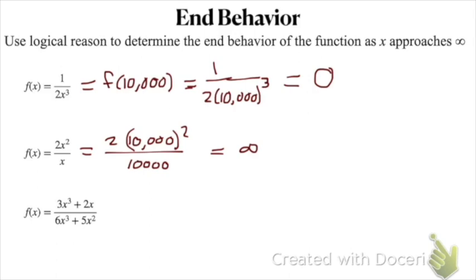Algebraically, you could also simplify this, and 2x squared over x is the same as 2x. 2 times infinity is infinity. That's an algebraic way of doing it. We'll do more of that later on this year, but that's another way to look at these.